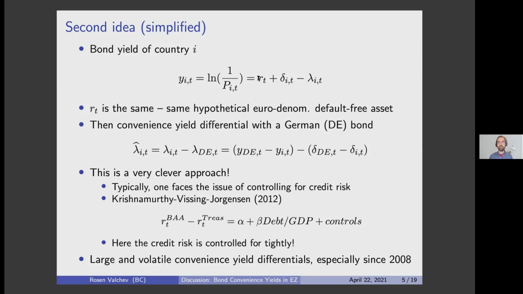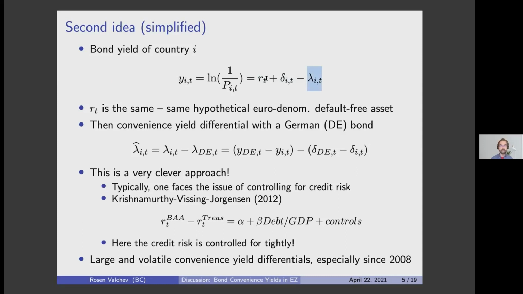Okay, so then there's going to be this common risk-free component R_t. Now, in addition to that, there's the default premium, but the Eurozone is nice in the sense that all the sovereigns have fairly liquid CDS markets. So we can measure these default components, the default premium delta_i,t here. And the remainder is going to be the convenience yield. That's how we're going to measure the convenience yield.